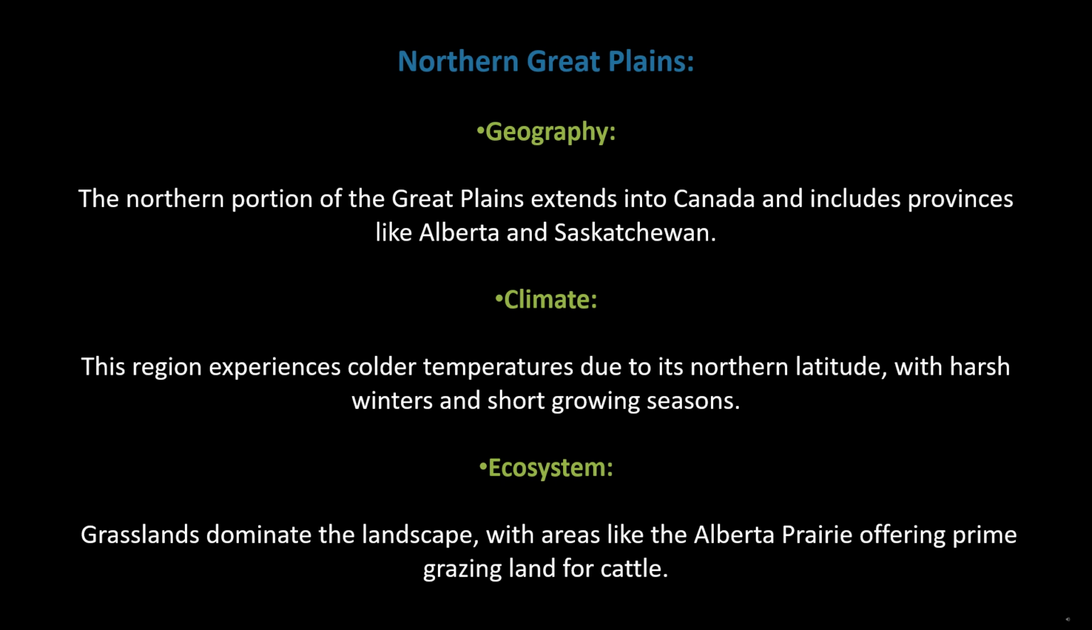Climate. This region experiences colder temperatures due to its northern latitude, with harsh winters and short growing seasons. Ecosystem. Grasslands dominate the landscape, with areas like the Alberta Prairie offering prime grazing land for cattle.